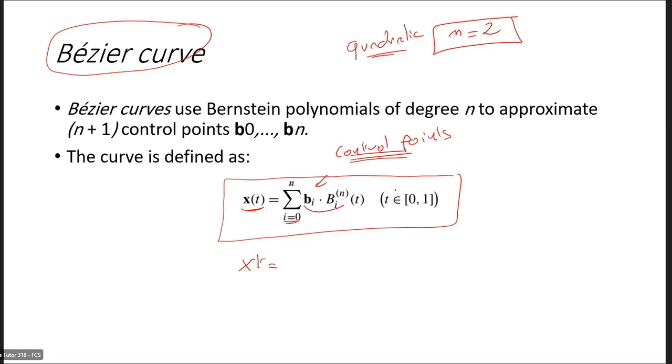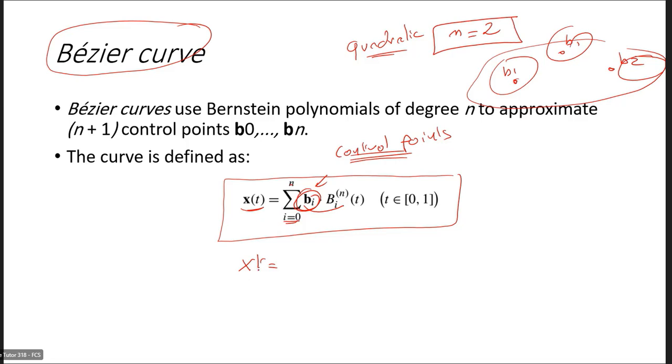Generally, if you have a quadratic curve, how many points do you have in total? You need 3 points. These 3 points are B0, B1, and B2. The i means if i equals 0, we have B0. If i equals 1, we have B1. If i equals 2, we have B2.